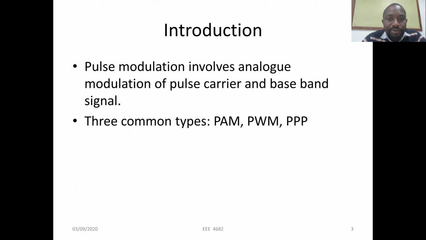Now, pulse modulation involves modulation of analog signals, and these analog signals are such that the carrier is in pulse form, whereas the baseband signal could be sinusoidal or cosinusoidal. There are 3 common types of pulse modulation. We have pulse amplitude modulation, pulse width modulation, and pulse position modulation.